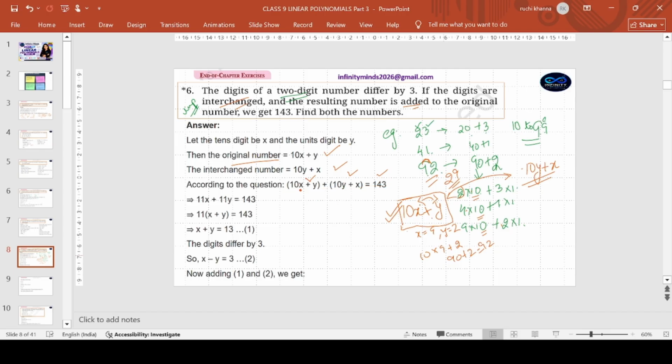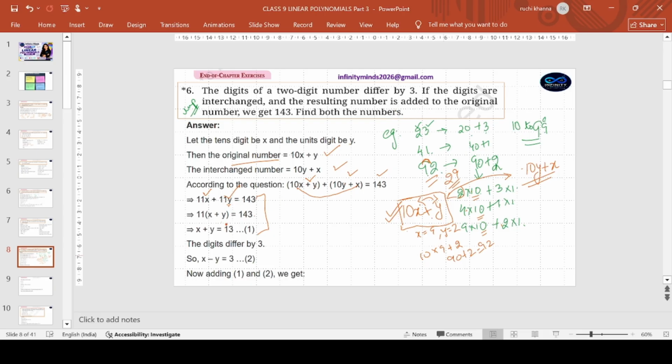Let's solve. Like terms: 10x plus 1x, 11x; 10y plus 1y, 11y. Okay, 11 can be taken common. So all these are absolutely fine. Whichever step you can stop, not a problem. Problem is there are two variables. We know how to solve in one variable. So there must be some other condition also given in the question.